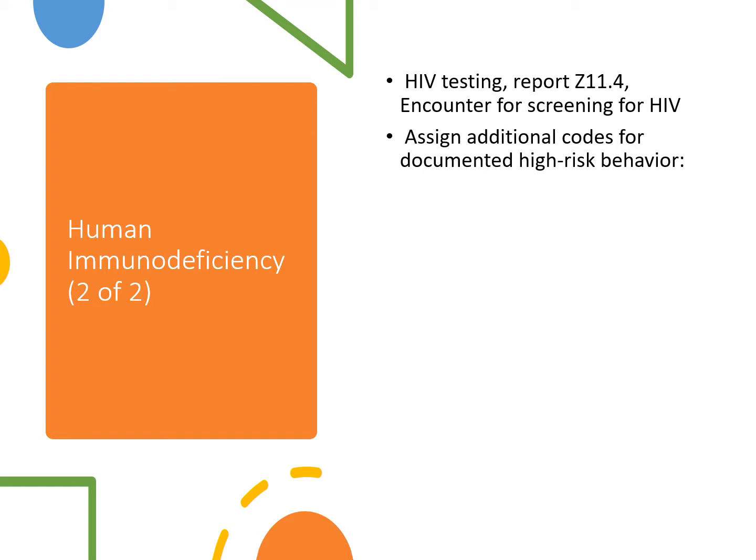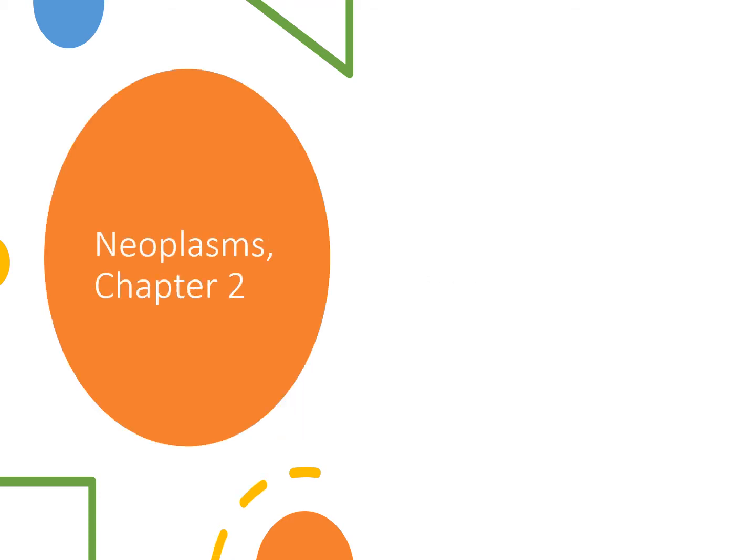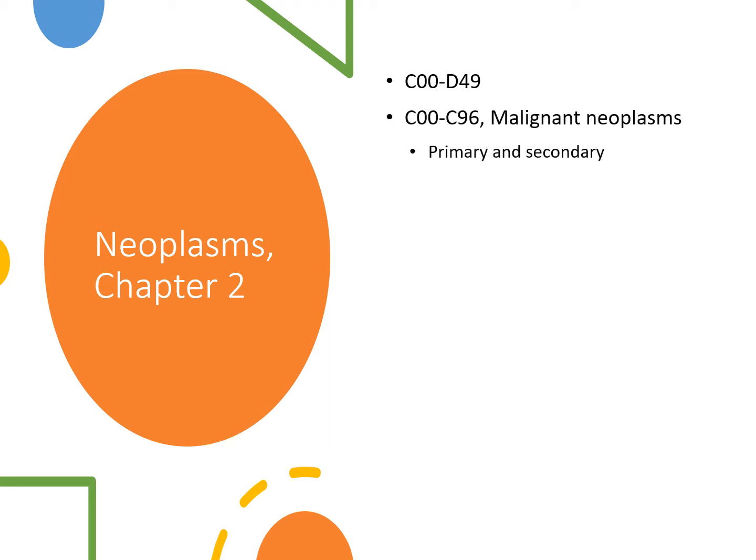HIV testing, you would report Z11.4, encounter for screening for HIV. Additional codes for high-risk behavior could help identify, for example, high-risk heterosexual behavior, high-risk homosexual behavior, high-risk bisexual behavior. And we move on to chapter 2, neoplasms.